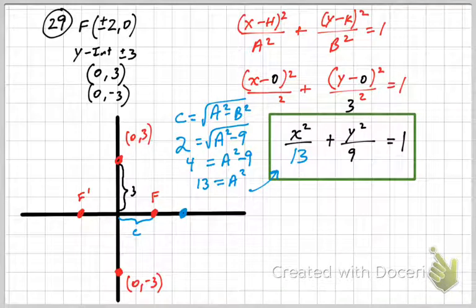3 point something. I'll go back to red for this one. So that point is square root of 13. This over here is negative square root of 13.